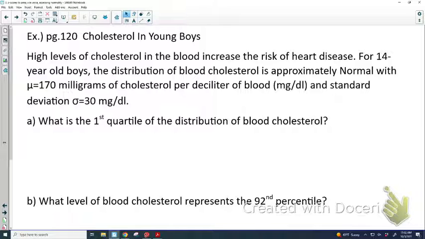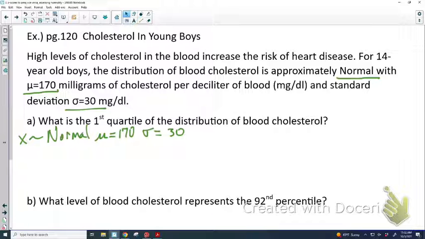Maybe a little depressing of a story or context here. So I guess cholesterol follows a normal distribution with a mean of 170 and sigma of 30. So let's start with that. X, or you can write cholesterol, is normal with a mean of 170 and a standard deviation of 30.